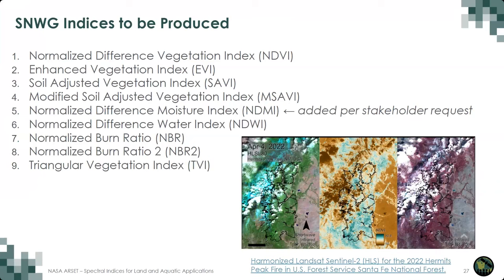Here is a list of upcoming vegetation indices products provided by the Satellite Needs Working Group. These products are created using the Harmonized Landsat Sentinel dataset and are expected to enter operations in quarter three, 2024.